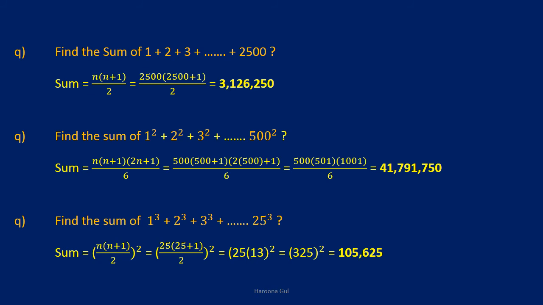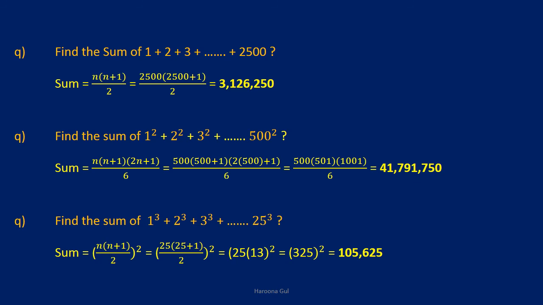Let us do a few problems on sum of sequences. Now to find the sum of 1, 2, 3 up till 2500, what we will do is put the value of n, that is 2500, in the formula n into n plus 1 divided by 2. This will be equal to 2500 into 2500 plus 1 divided by 2, and we'll get the answer this way. Okay, coming to the second problem, we have to find the sum of 1 squared, 2 squared, 3 squared up till 500 squared. We will solve it by putting the value of n, which is 500, in the formula n into n plus 1 into 2n plus 1 divided by 6 to get to the answer.